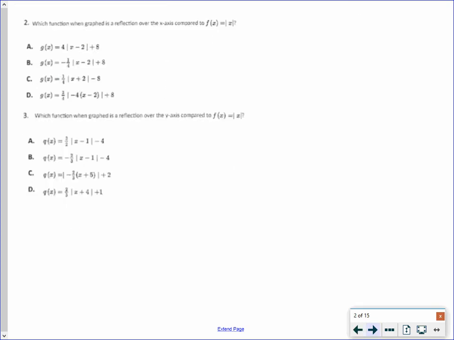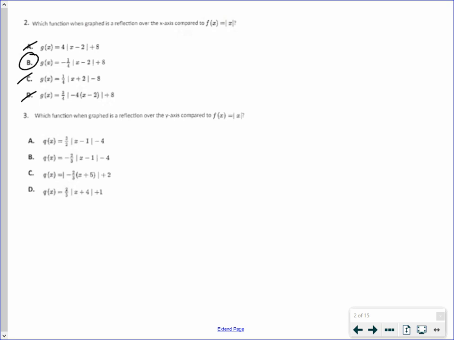Number 2, we have which function, when graphed, is a reflection over the x-axis compared to f of x equals the absolute value of x. So to have a reflection over the x-axis, we want a negative to be outside of the absolute value signs, or we want it where the a is. So we want a negative a, in other words. And A doesn't have a negative a, C doesn't have a negative a, neither does D. So that leaves B to be our answer.